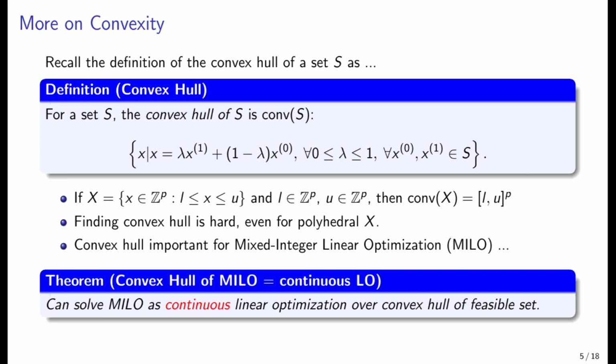And here's a number of simple examples. So for example, if I have the integer lattice with lower and upper bounds on my variables, then the convex hull of this set is just the interval between L and U, the lower and the upper bounds that I have on my integers. Finding this convex hull is really hard, and it corresponds to almost solving the problem. But it's very important in mixed integer linear optimization because there's a theorem that says I can solve a mixed integer linear optimization as a continuous linear optimization problem over the convex hull of the feasible sets.